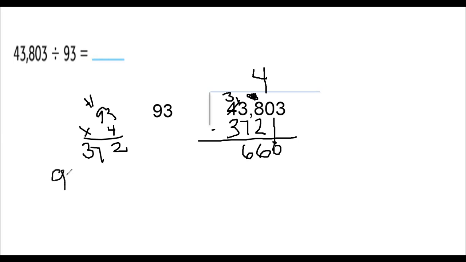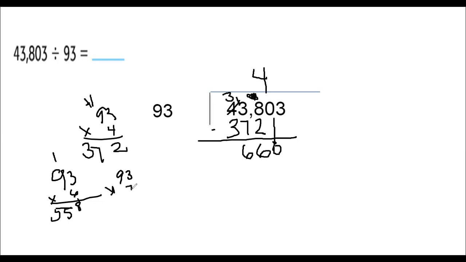But let me check because it could be 6 or 7. 93 times 6, 3 times 6 is 18. This is where the guessing comes in, because I want to get close to 660 without going too far under or over. 9 times 6 is 54, plus 1 is 55. Okay, that gives me 558.